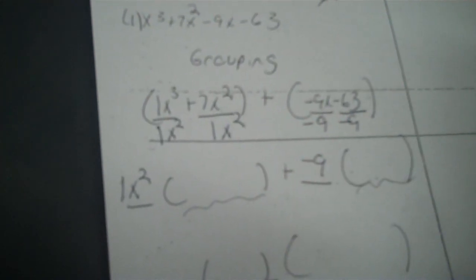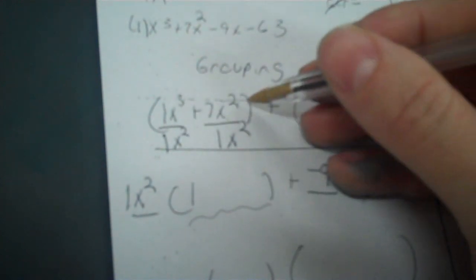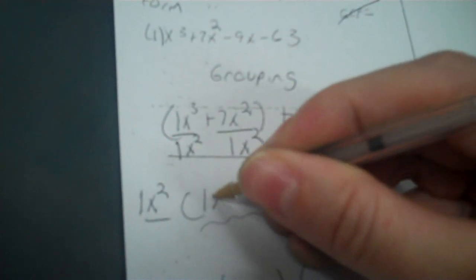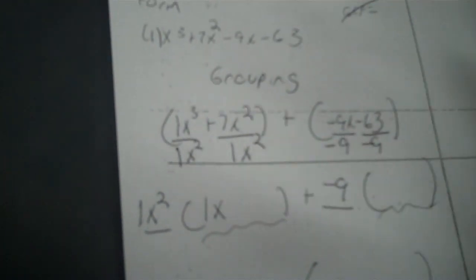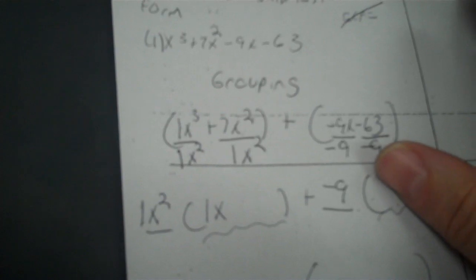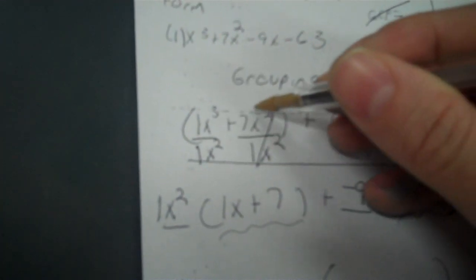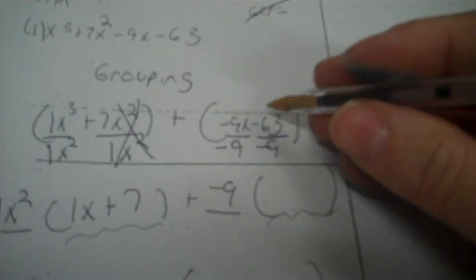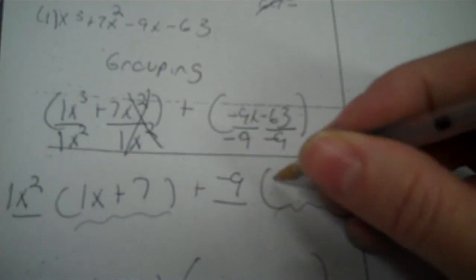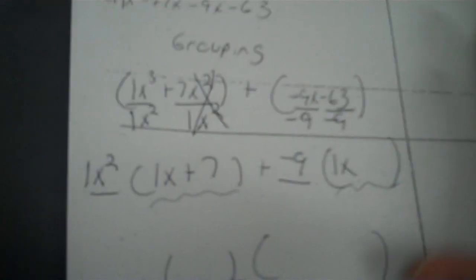Now these parentheses in this should be the same. Okay? So 1 divided by 1 is 1. Now when I divide an x to the third by an x to the second, that becomes just regular x. It'd be 3 minus 2, which is 1. It'd be x to the first, okay? But we don't usually put first powers on x's. Then plus 7, and we cancel the x's there. Now over here, negative 9 divided by negative 9 is 1x, and then negative 63 divided by negative 9 is plus 7. Okay? Now those are the same.